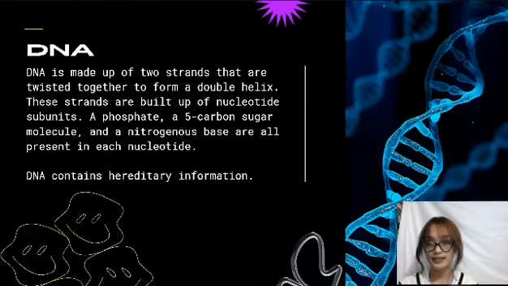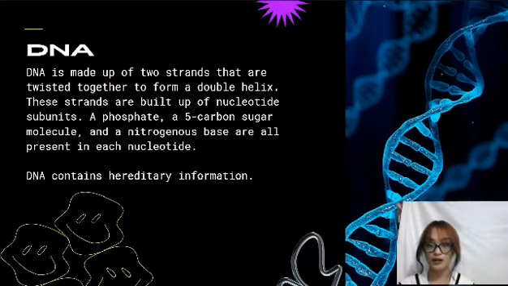What is DNA exactly? DNA is made up of two strands that are twisted together to form a double helix. These strands are built up of nucleotide subunits. A phosphate, a 5-carbon sugar molecule, and a nitrogenous base are all present in each nucleotide. So DNA again stands for deoxyribonucleic acid. From animals to plants to viruses and bacteria to humans, DNA defines us all.